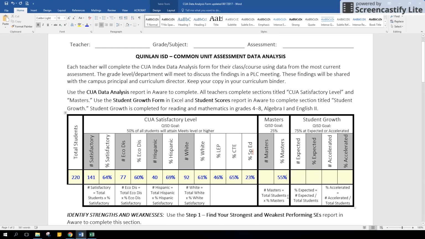And because we're looking back at all students again, I'm going to be multiplying by my total number of students. I don't have to go back to my Aware screen to find that number because I've already recorded it. It's 220. So I'm going to multiply 220 by 0.55, or 55%. And that gives me 121. 121 of our students met the master's goal.